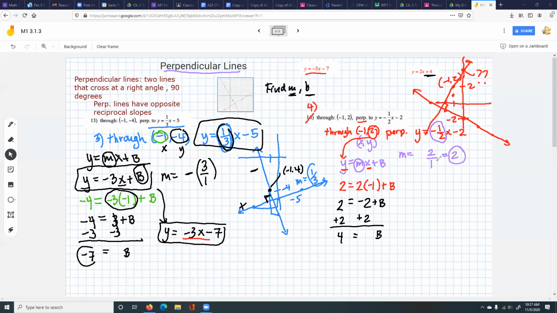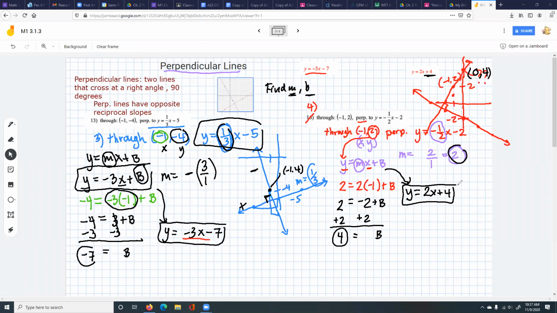So I know the b and I know the m, right? The m is 2, the b is 4. So now I can plug it into my y equals mx plus b. y equals 2x plus 4 is the answer. That's the equation. And remember I said I thought it was 4 because my graph, I did it on graph paper and it came up at 4.